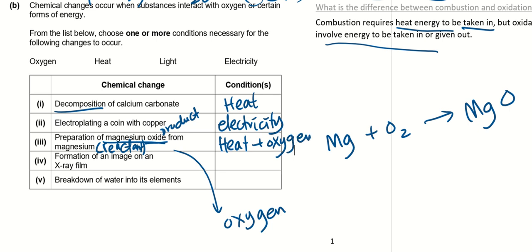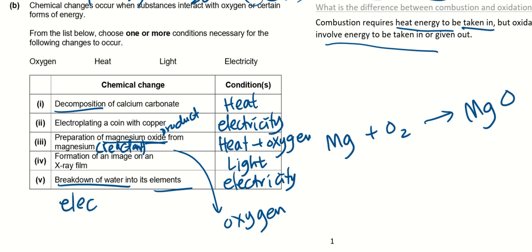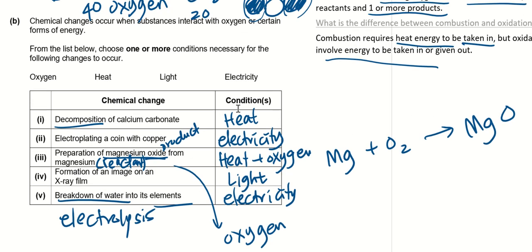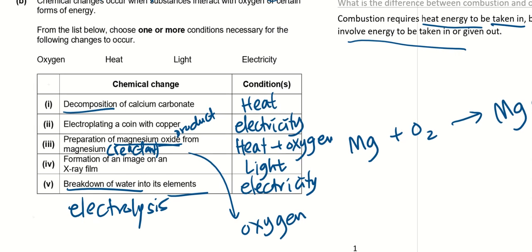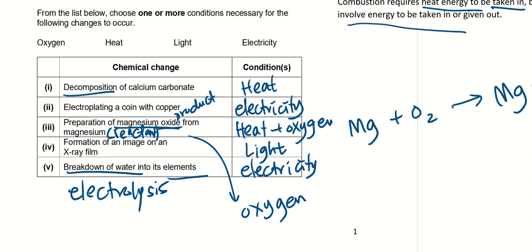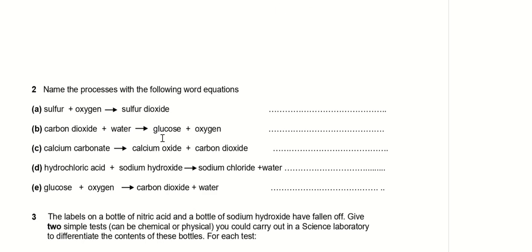Okay, now formation of an X-ray. So formation of an image on an X-ray film. So this one actually needs light. Okay. Then breakdown of water into its elements. Okay. So this is electricity. Okay. So this is a process called electrolysis. Okay. So all this can actually be found in your notes. So it is important to sort of memorize a few examples. Now we go to question 2.